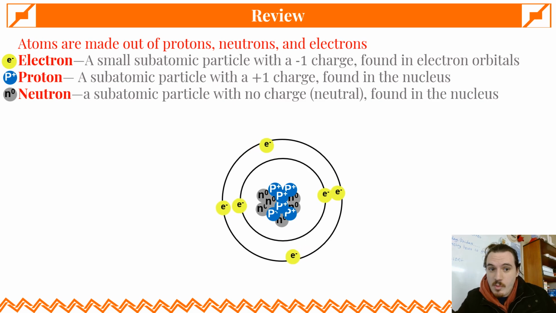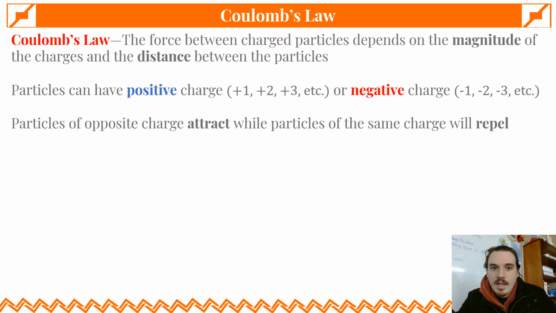So as a little bit of review, remember atoms are made out of three things: protons, neutrons, and electrons. The electron is a small subatomic particle with a -1 charge. Negative charge is really important to remember here, and it's found in these electron orbitals on the outside of the atom. The protons are positive and they're on the inside, and then the neutrons are also in this nucleus, this inner part, and they're neutral, they have no charge. So Coulomb's law is a way to describe how electrons and protons attract or repel each other.